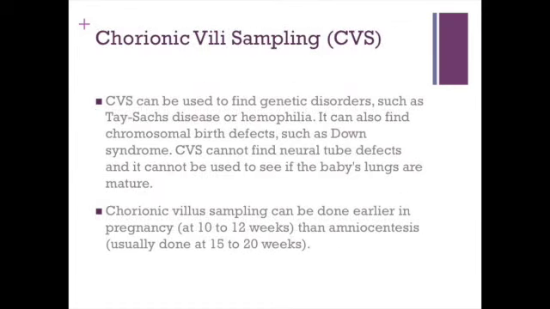So if blood tests determine that there is a heightened risk for chromosomal disabilities, or there may be some other problems with the fetus, chorionic villus sampling can be used to find some genetic disorders such as Tay-Sachs disease or hemophilia. It can also provide a more definitive determination for chromosomal disorders such as Down syndrome. And what CVS really is, is a prenatal test in which samples of the chorionic villi are removed from the placenta for the test.